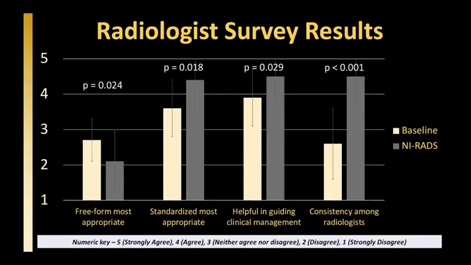As you can see, the neuroradiologists were less likely to agree that freeform reporting is the most appropriate for head and neck cancer surveillance neck CT scans after NIRADS implementation compared to before, and more likely to agree that standardized reporting is most appropriate after NIRADS implementation. The survey results also suggest that the radiologists consider NIRADS neck CT reports to be more helpful in guiding clinical management than the baseline freeform reports, and that NIRADS improved neck CT reporting consistency among the group of neuroradiologists.